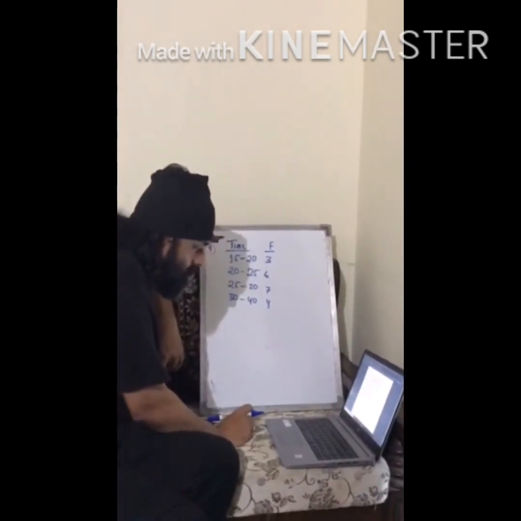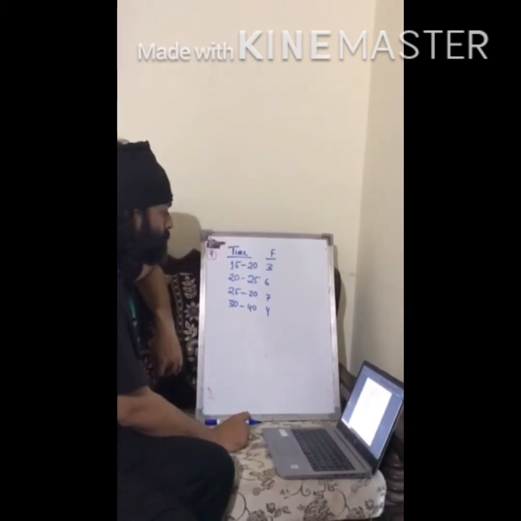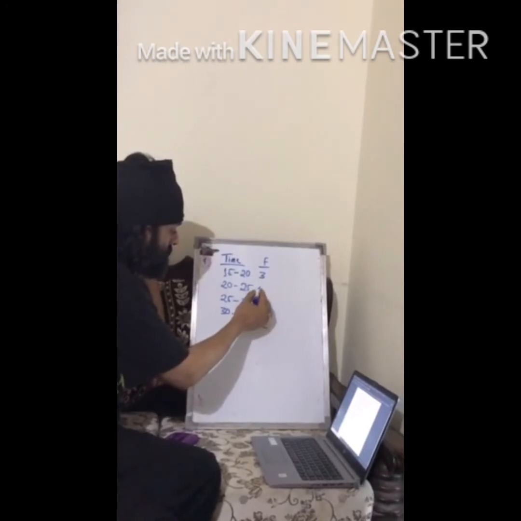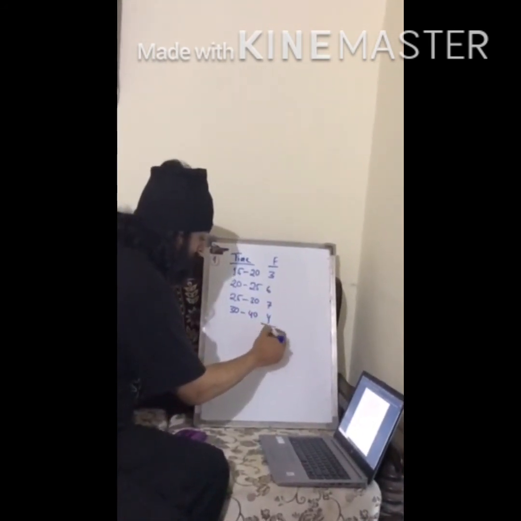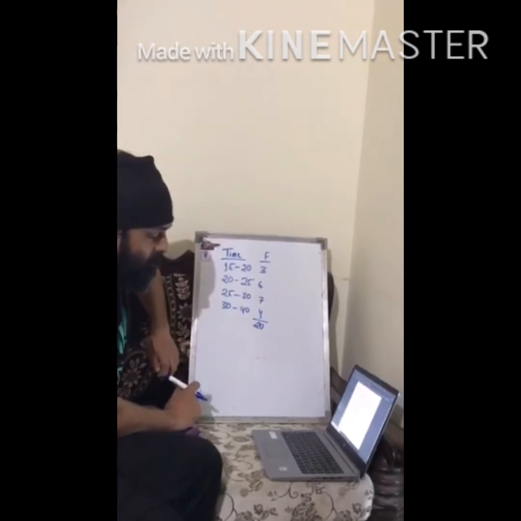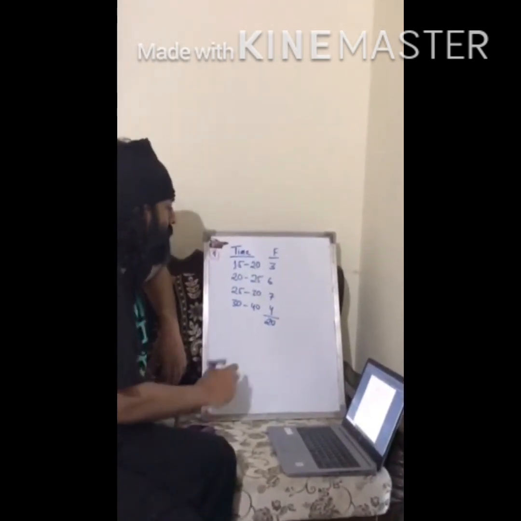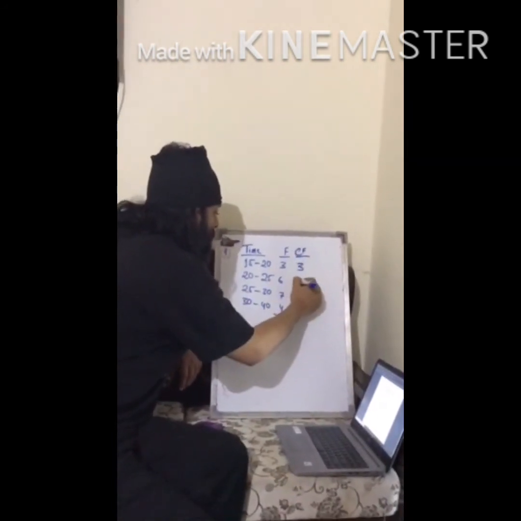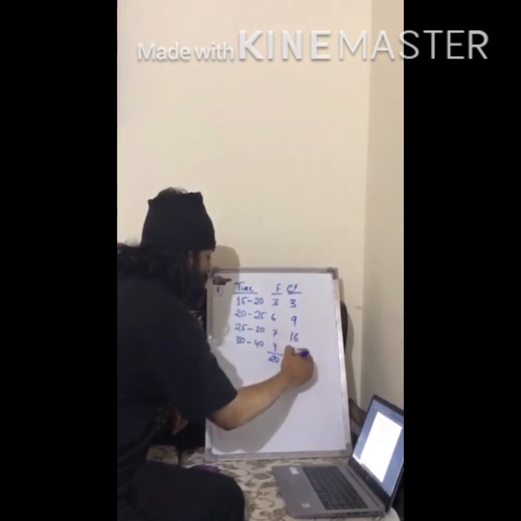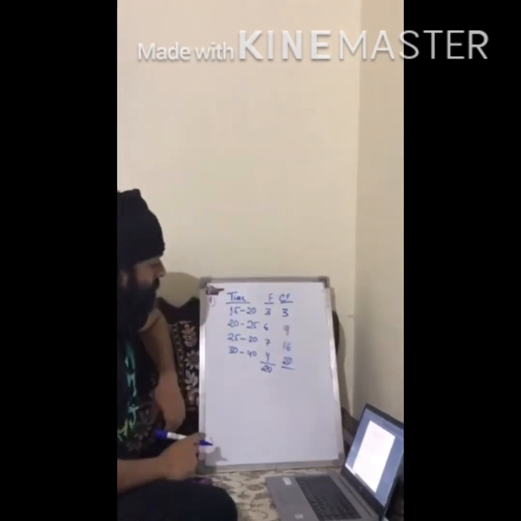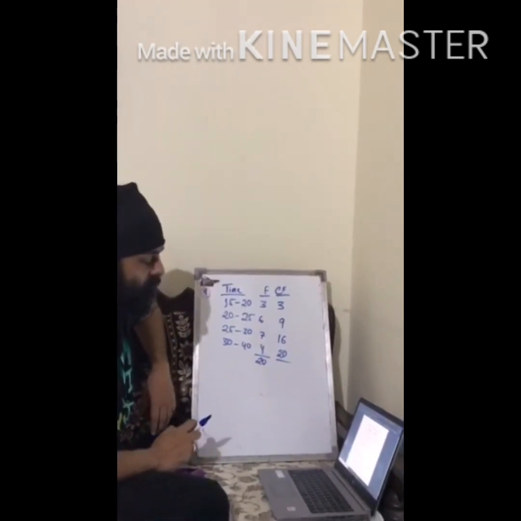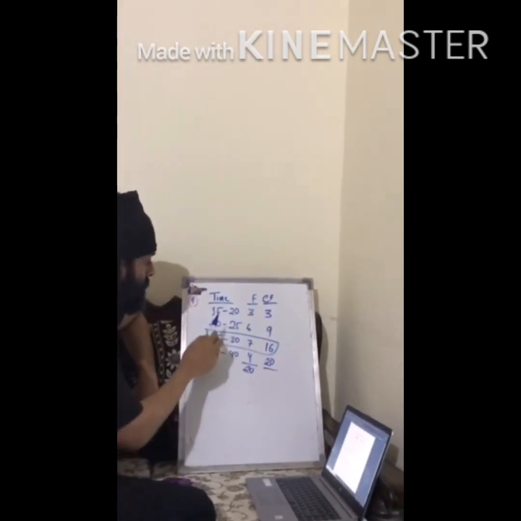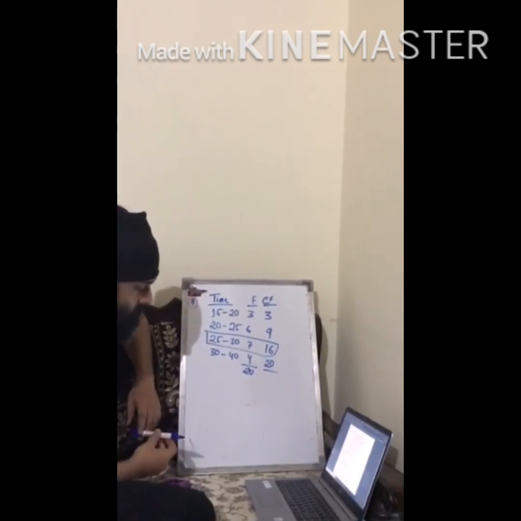Question number 9. Find the class interval that contains the median. Okay, find out the median. We have to total the frequency. 7 plus 3 is 10, 10 plus 16, 16 plus 4 is 20, 20 plus 1 is 21, 21 divided by 2 is 10.5. Cumulative frequency is 3, 9, 16, 20. Okay, the 10.5th term lies in this class interval. So this is the interval which contains the median.